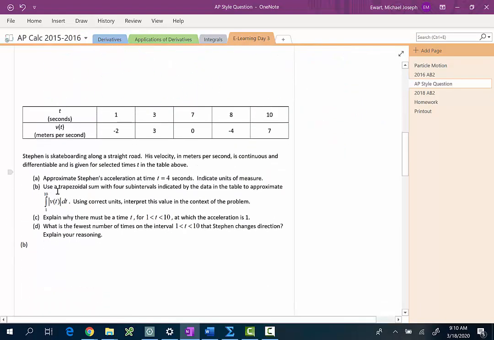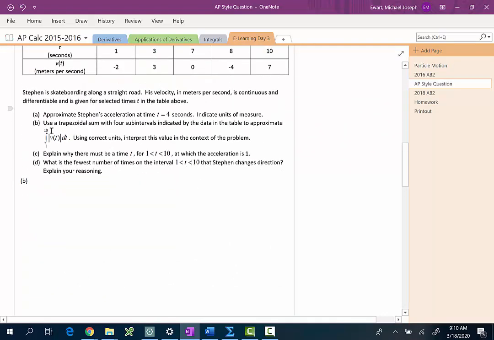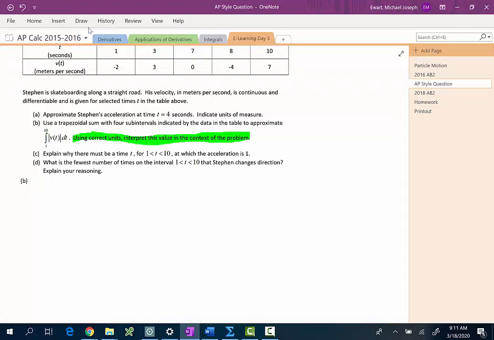Alright, B says use a trapezoidal sum with 4 subintervals. A lot of times you can basically expect that on the AP test somewhere you're going to have to explain or interpret a derivative, and somewhere you have to explain or interpret an integral. So we want to remember that integrals are always just a change in something, and the one exception is this one here when we have the absolute value, that's the total distance. But otherwise they're always the change from 1 to 10.